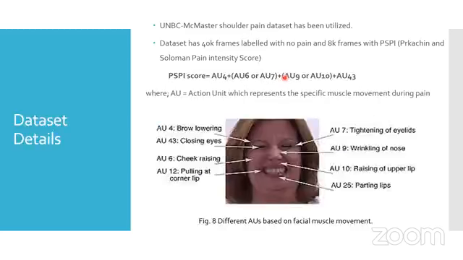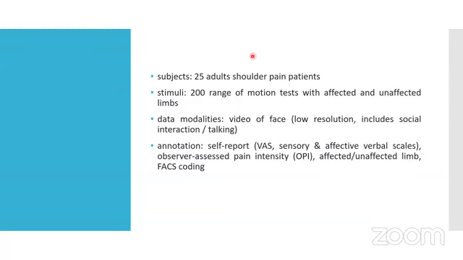Now in this experiment, we have used the UNBC-McMaster shoulder pain dataset, where shoulder pain is the cause of the pain. In this there are 25 adults, and 200 range of motion tests have been conducted, and the data modality is the video of the face that has been recorded.